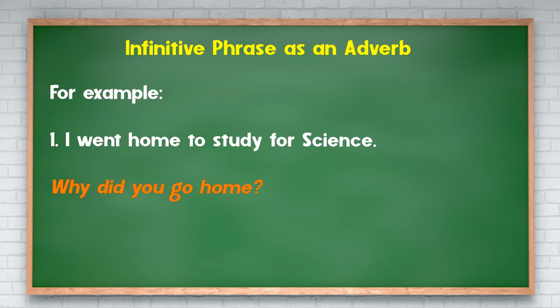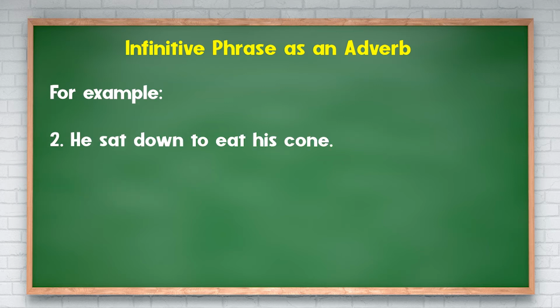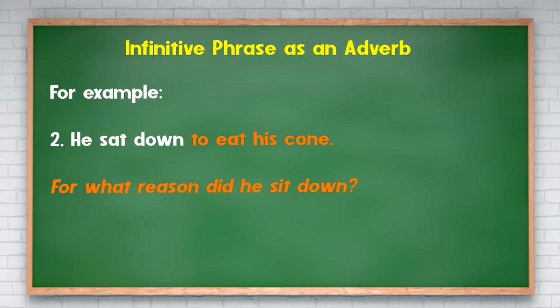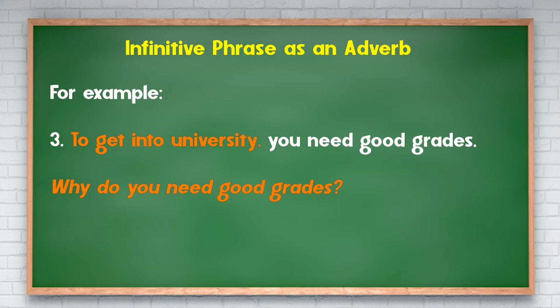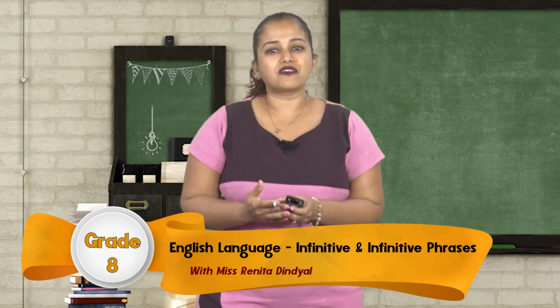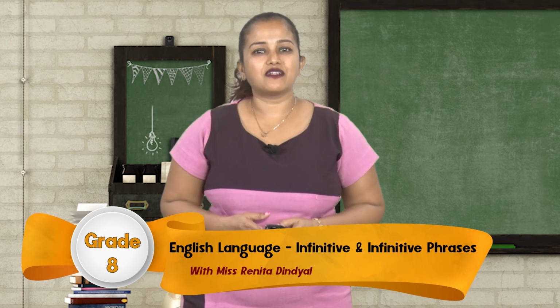Why did you go home? To study for science. He sat down to eat his cone. For what reason did he sit down? That's right, to eat his cone. To get into university, you need good grades. Why do you need good grades? That's right, to get into university. And that's how the infinitive phrase functions as an adverb.